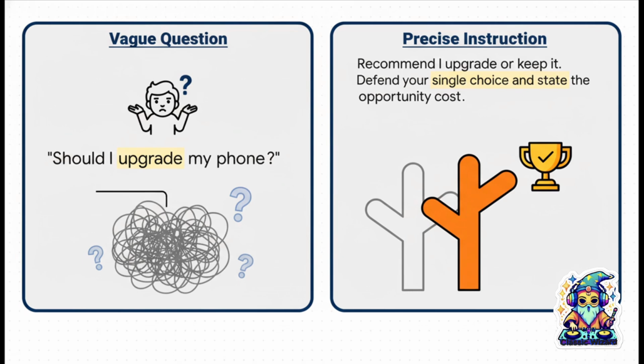It's night and day. The generic prompt on the left, you're going to get that "it depends" answer. But the precision prompt on the right forces the AI to make a real choice, justify it, and even tell you what you're giving up, the opportunity cost. Now that's an answer you can actually use.